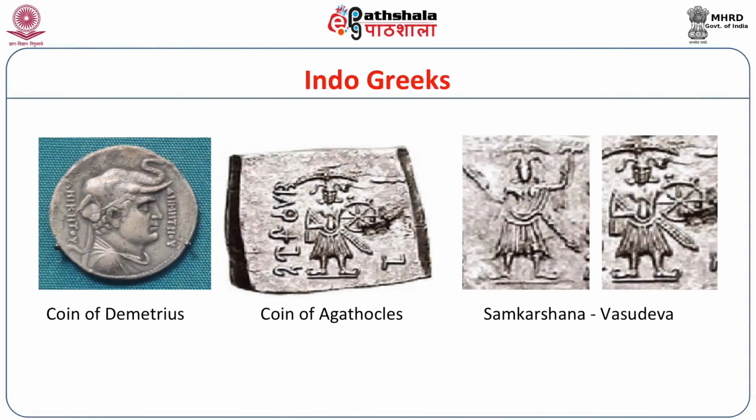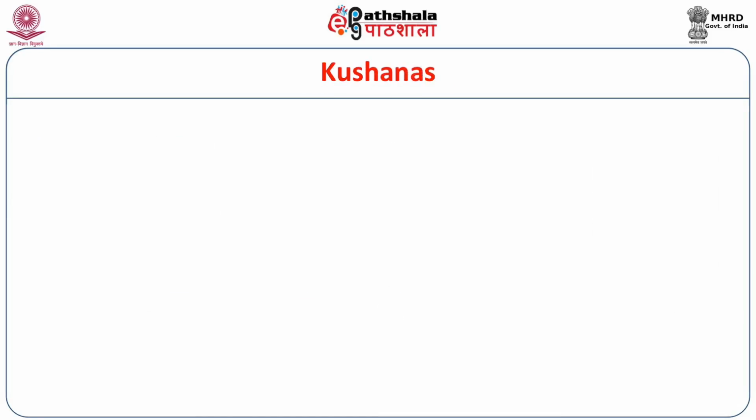Here you have a coin of Agathocles and Demetrius displayed on the slide. And on the coin of Agathocles, you can see on one side you have Vasudeva and on the other side you have Sankarshana. So it's Balaram and Krishna depicted on the coin of Agathocles. So a different kind of iconography was also upcoming. And after the Indo-Greeks, you have the Kushans in this region of northwestern part of the subcontinent. If you want to know more about Indo-Greeks and Kushans, you have to go to the modules where elaborate information has been given, and you can learn more about it.